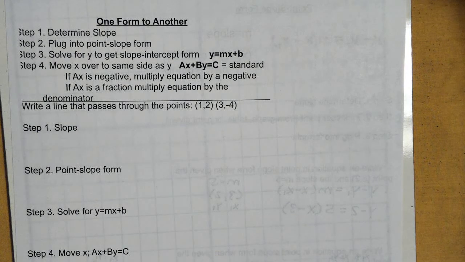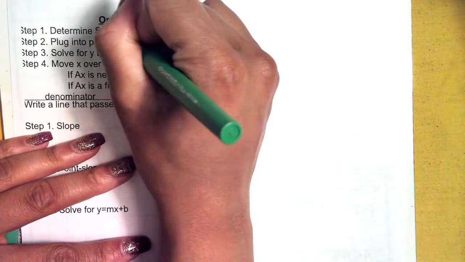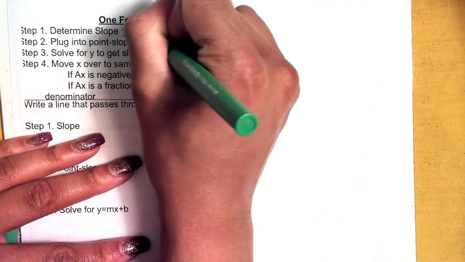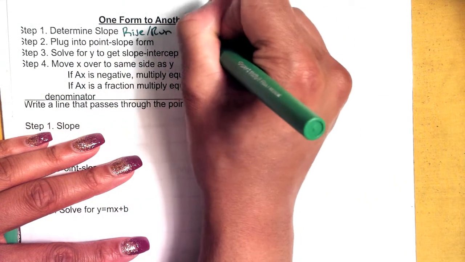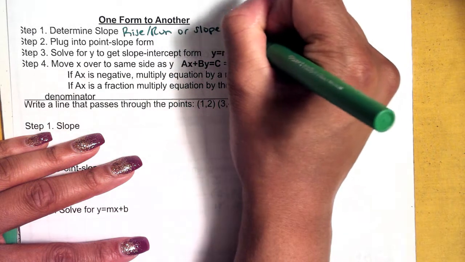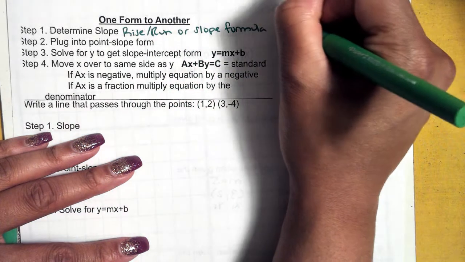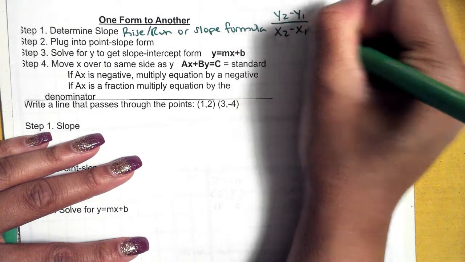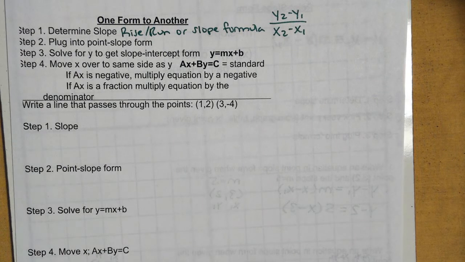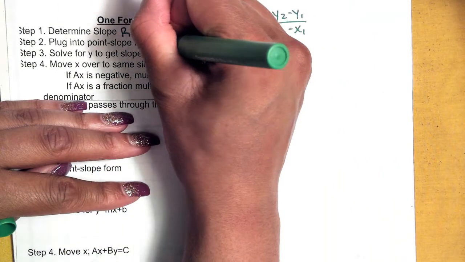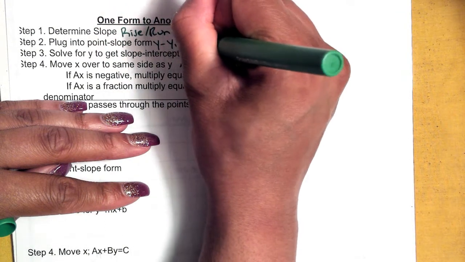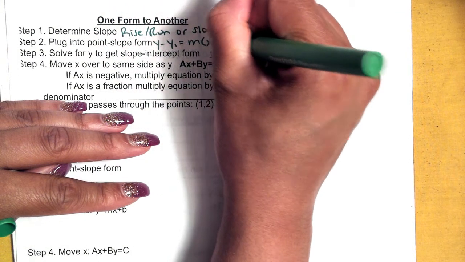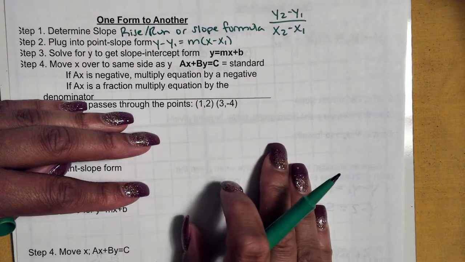Okay, so when determining the slope, we have to remember, you can use rise over run if you have a graph, or slope formula. So remember, slope formula is y2 minus y1 all over x2 minus x1. Okay, and then we're going to plug it into point slope form, which we did on the back. And remember, point slope is y minus y1 equal to m, parentheses, x minus x1. So that is point slope form.